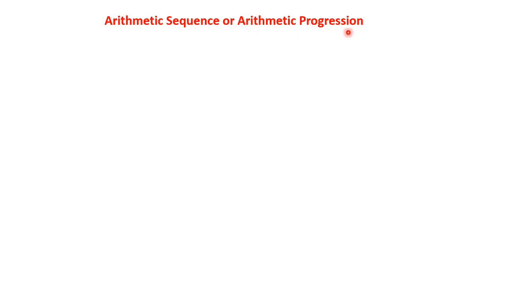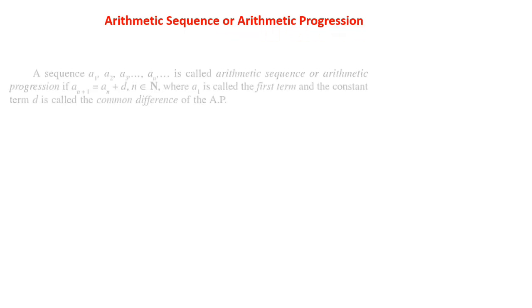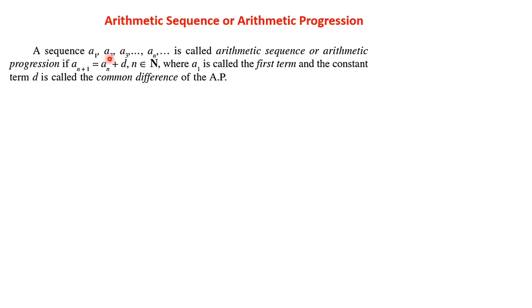The term arithmetic progression is quite familiar to us because we used it in class 10. A sequence a1, a2, a3, etc., an, etc. is called an arithmetic sequence or arithmetic progression if a(n+1) = an + d, for n an element of N, where a1 is called the first term and the constant d is called the common difference of the AP. In general, a, a + d, a + 2d, etc. represent an arithmetic sequence or arithmetic progression.